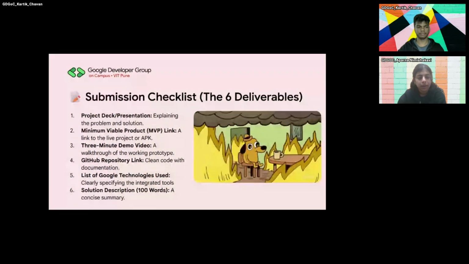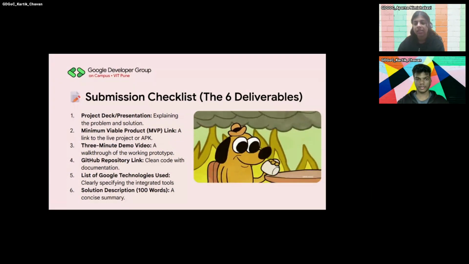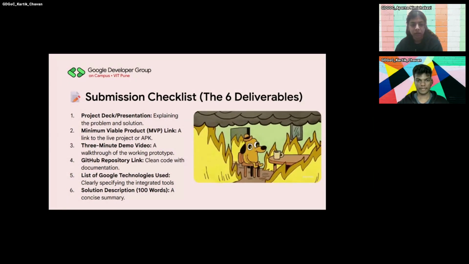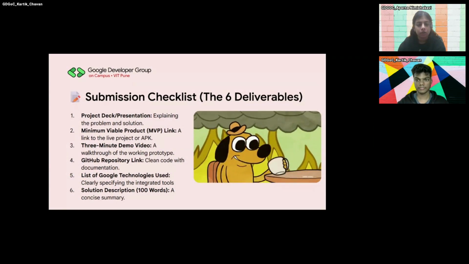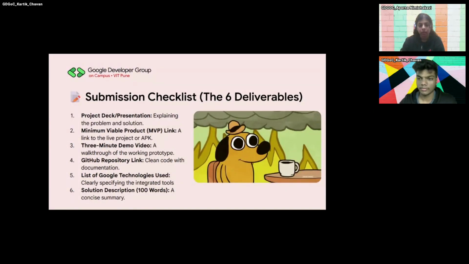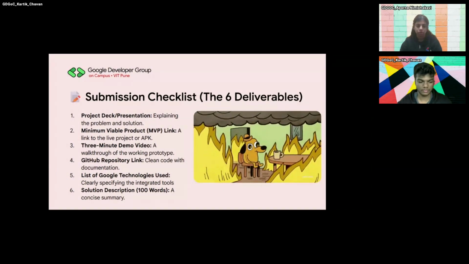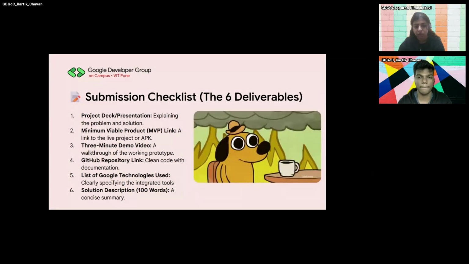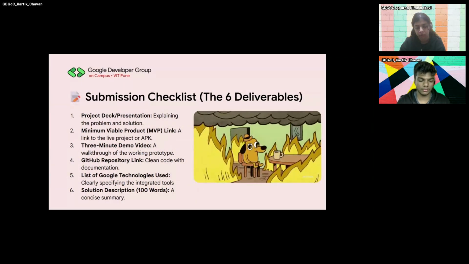Okay, so these are the six deliverables that you should keep in mind when you're preparing your project deck or your presentation. First thing is it should explain what your problem is and what solution you are trying to portray. How is your solution the most relevant solution to your given problem statement?